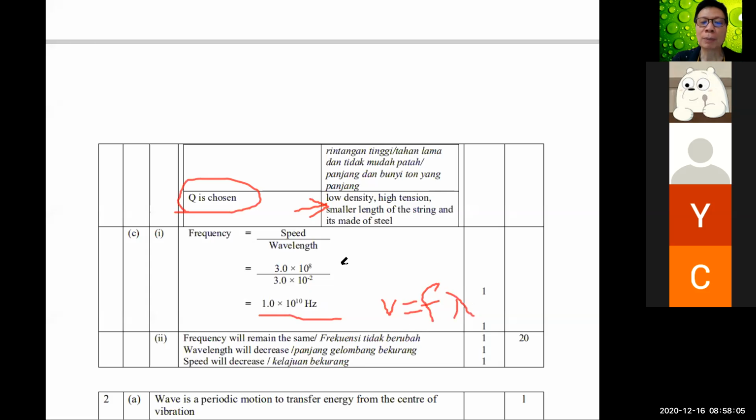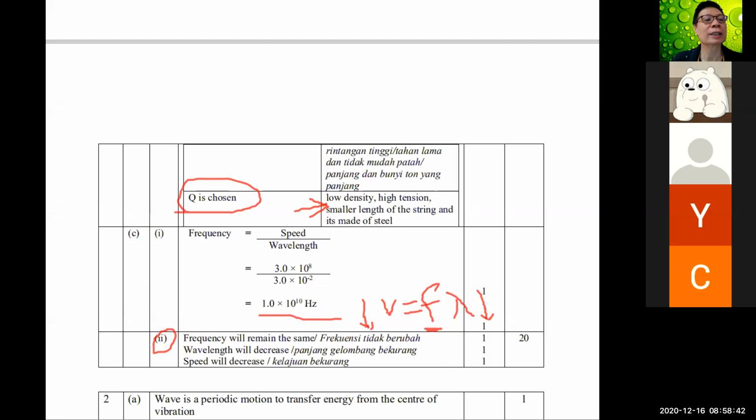Because when it goes inside the smaller space, the speed surely becomes slower. When this one is slower, frequency never changes. Frequency cannot change. Then the lambda also must become smaller. They are related, directly proportional. Remember the answer: when you go into a smaller space, speed decreases, lambda decreases, frequency unchanged.